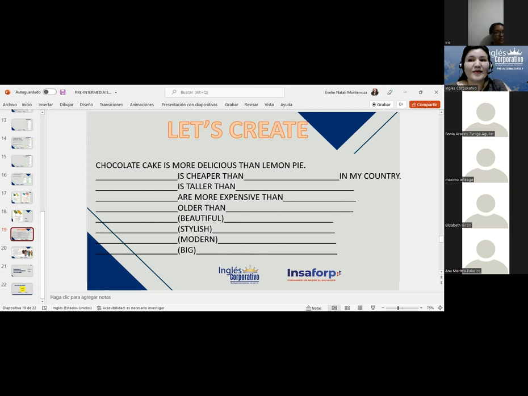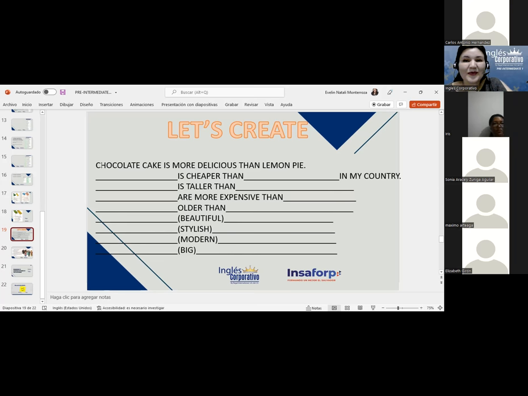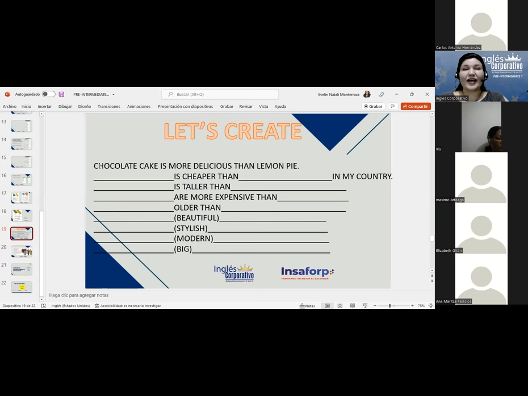Iris, your sentence. Sonia, your sentence. Ana Maritza, your sentence. Cecilia, your sentence. Carlos Antonio, your sentence. Go, Ceci. My cousin is older than my sister. Very good job. Carlos, your sentence.